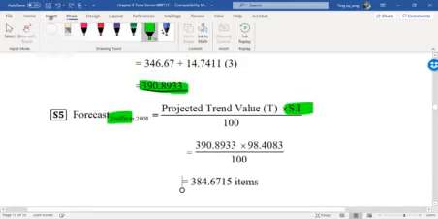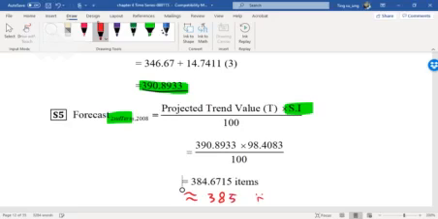Since this is items, you need to round off. So 385 items. Okay, so that is the answer. That's the final answer for the whole question. Because this one involves 16 marks, right? So this is the 16 marks question. So have a try.